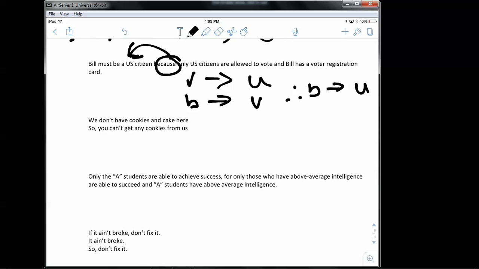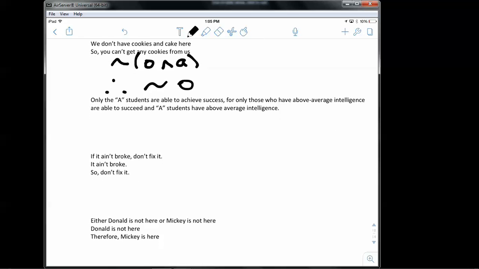We don't have cookies and cake here, so you can't get any cookies from us. So let's see here. It's not the case that we have, let's say O is for cookies and A is for cake. Therefore, it's not the case that you can get any cookies from us. That is invalid. That's the negated conjunction. It's not a rule, I guess, but that's just invalid.